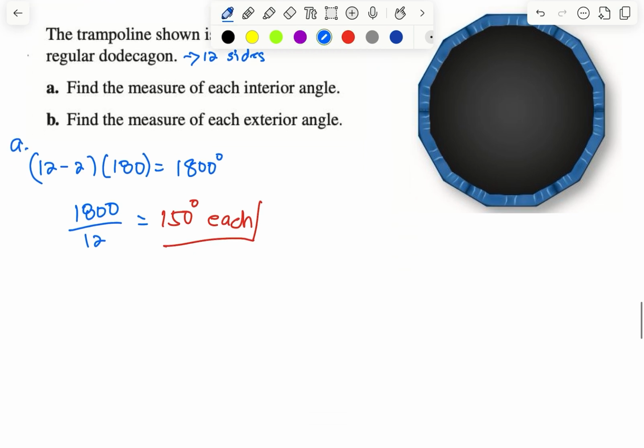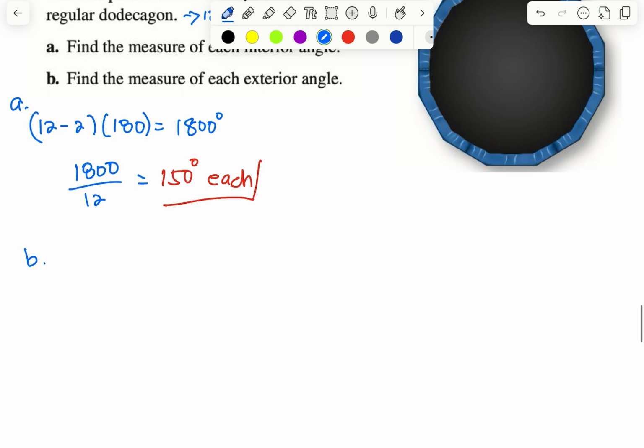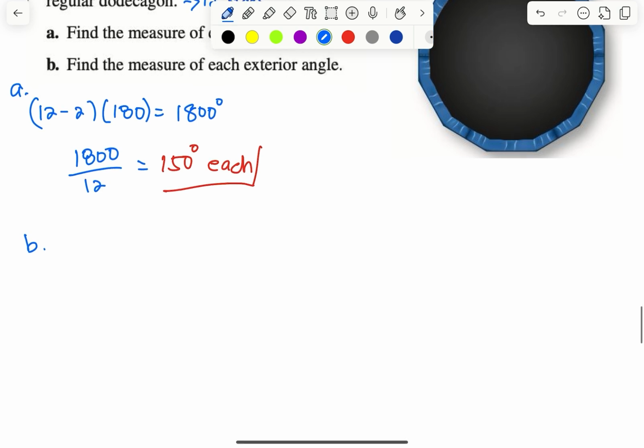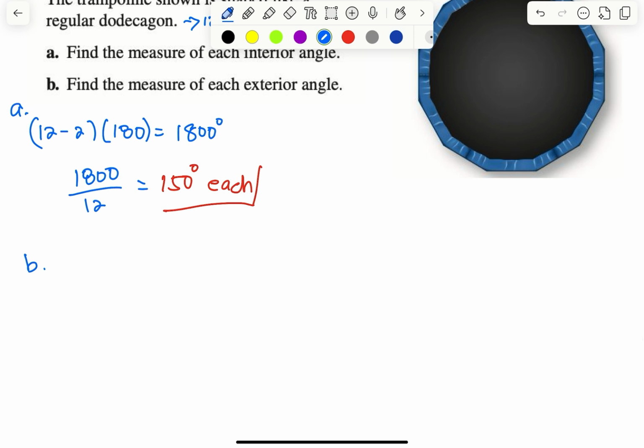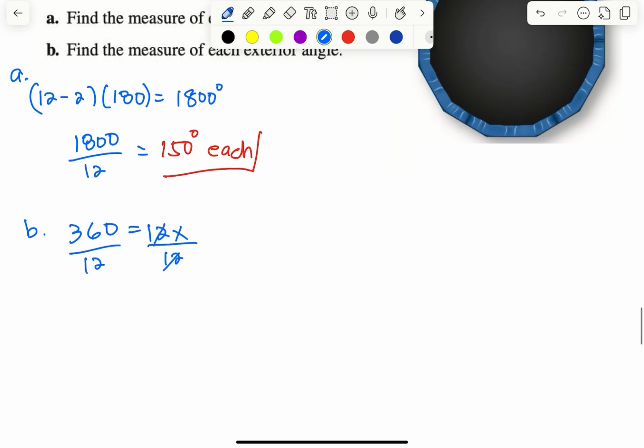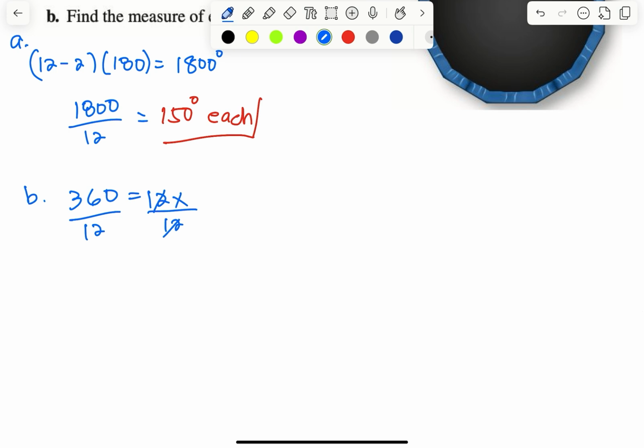Alright, for letter B, find the measure of each exterior angle. Since the sum of the exterior angles is always 360, we can divide it by 12. Let me do it this way, 12x equals 360. So we divide by 12 to find the measurement of each exterior angle. 360 divided by 12 gives me x is equal to 30 degrees.